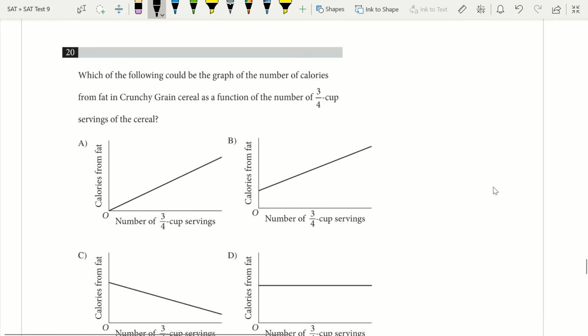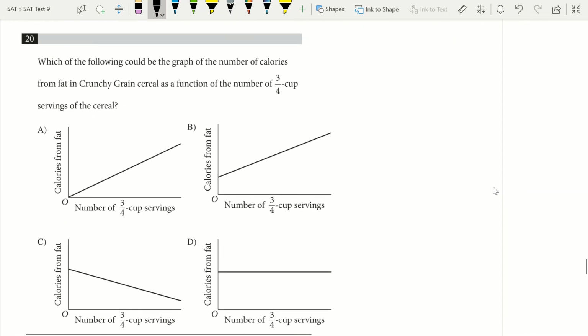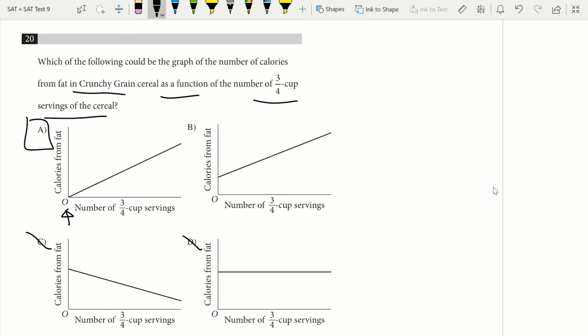All right, moving on, last one, 20. Which of the following could be the graph of the number of calories from fat in crunchy grain cereal as a function of the number of 3/4 servings of the cereal? Well, we know that we're going to have to start at 0, so our answer there is going to be A for number 20. How do we know it's going to be A? Well, if we have 0 servings, we're going to have no calories from fat. So that's how we immediately know it's going to be A. Always be looking for your intercepts and your slopes to find your answer as soon as possible. In this case, since we know if we don't eat any, we're not going to get any calories from fat, for 20, our answer is going to be A.